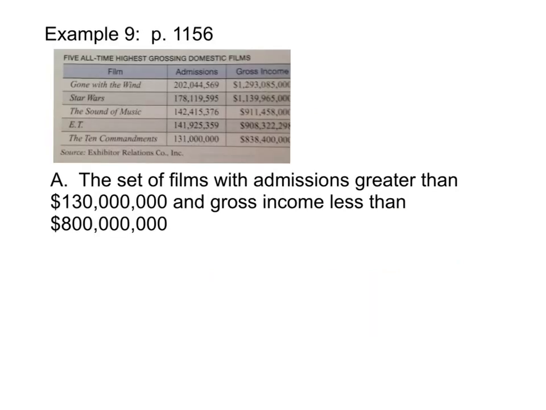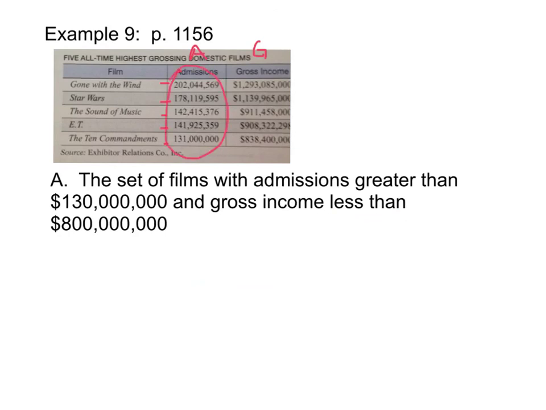In example 9, we're looking at the table, and it says we're looking for the set of films with admissions greater than 130 million and gross income less than 800 million. So here's my admissions, and here's my gross income. We're looking for admissions greater than 130 million. So this one, this one, this one, this one, this one. So that includes all of them.